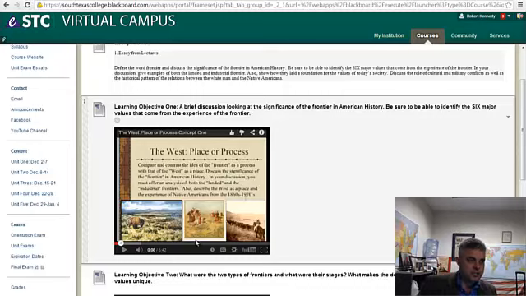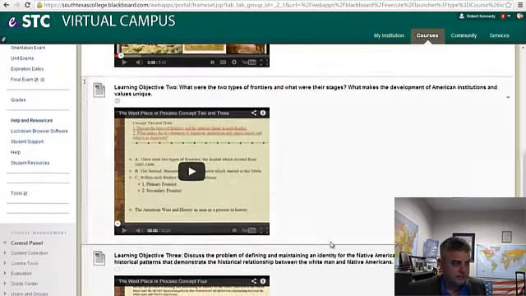A brief discussion looking at the significance of the American frontier. Be sure to be able to identify the 6 major values that come from the experience of the frontier. I will go over those 6 major values, so make sure they are in your notes with a description of each. And do that for each of the learning objectives.